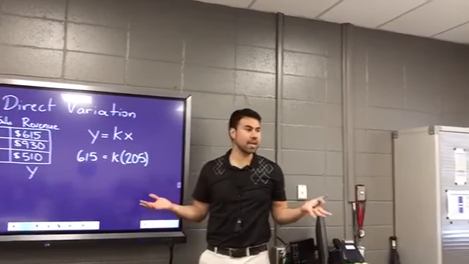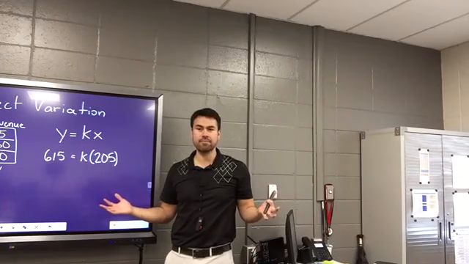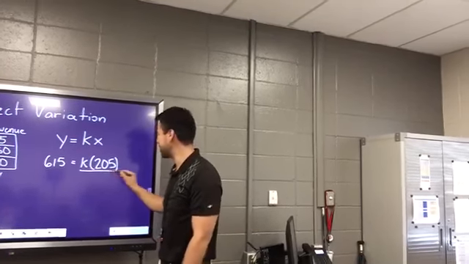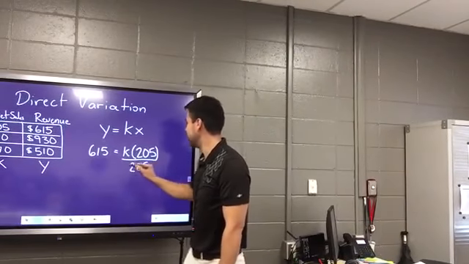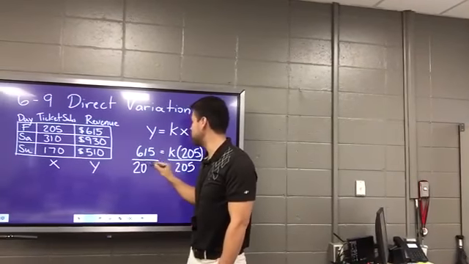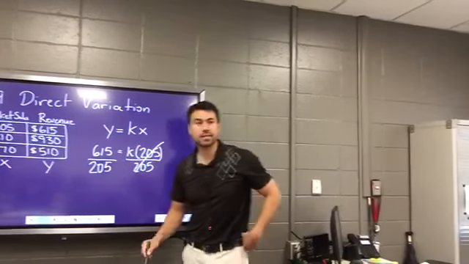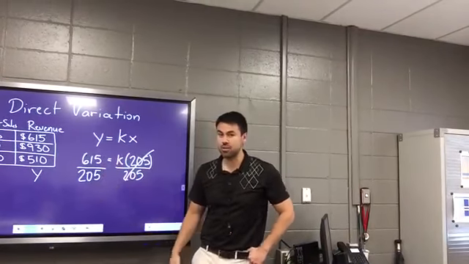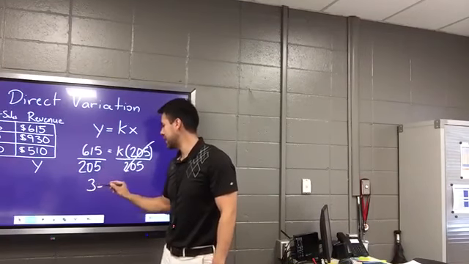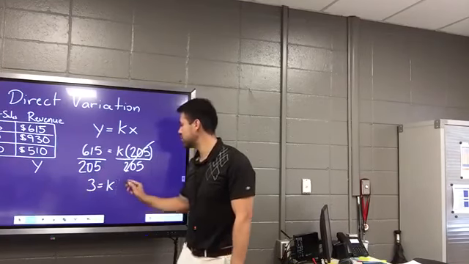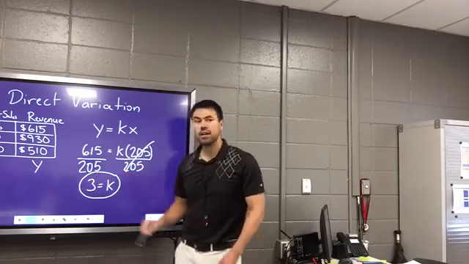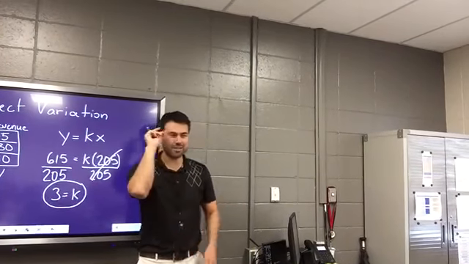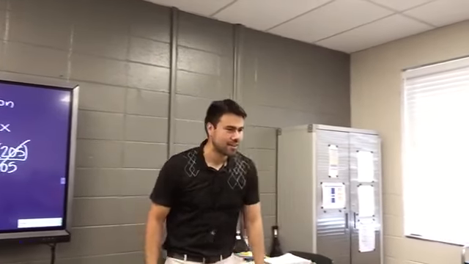How do I find out what K is? How do I solve for K? I hear people, 205. You divide both sides by 205. And thankfully, guys, most of these are going to be whole numbers. So what's 615 divided by 205? 3. You know what my K value is equal to? 3.